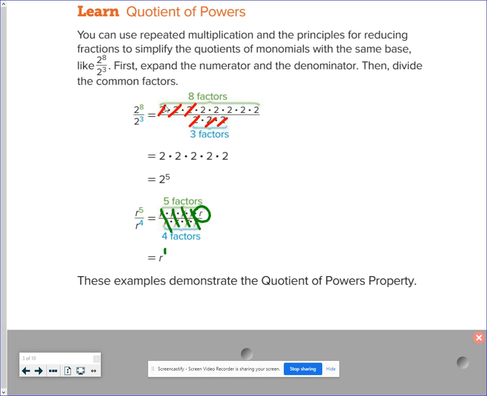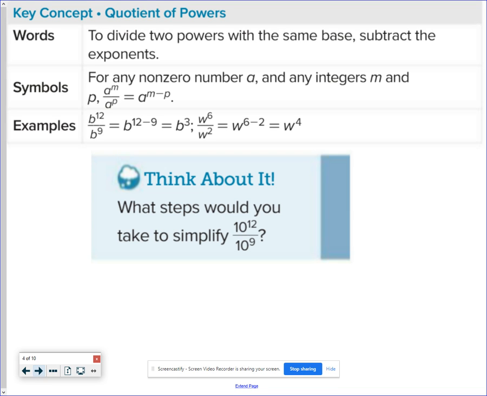Okay, so that is what the quotient of powers property means. Quotient means dividing. Powers is anything with exponents. So again, this is on your paper. It says to divide 2 powers with the same base, you're going to subtract the exponents. That's what we just figured out. And again, here in the video, I've got b to the 12th over b to the 9th. You could write out 12 of those b's and 9 of those b's, and then cancel, cancel, cancel. All that you're going to be left with is 3 of the b's in the numerator, so b to the 3rd power.